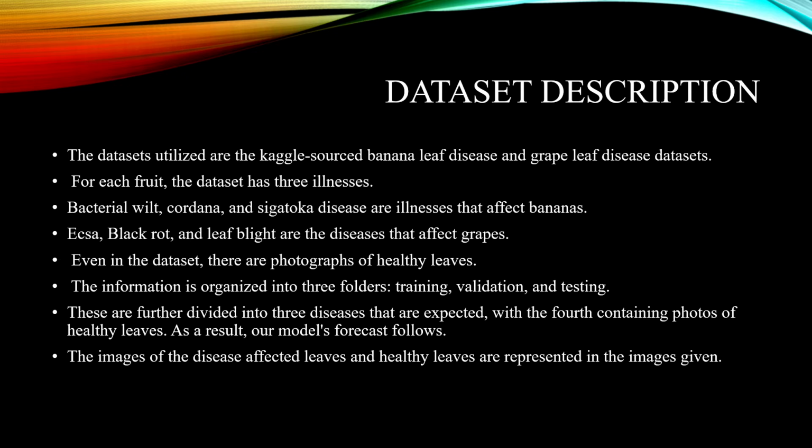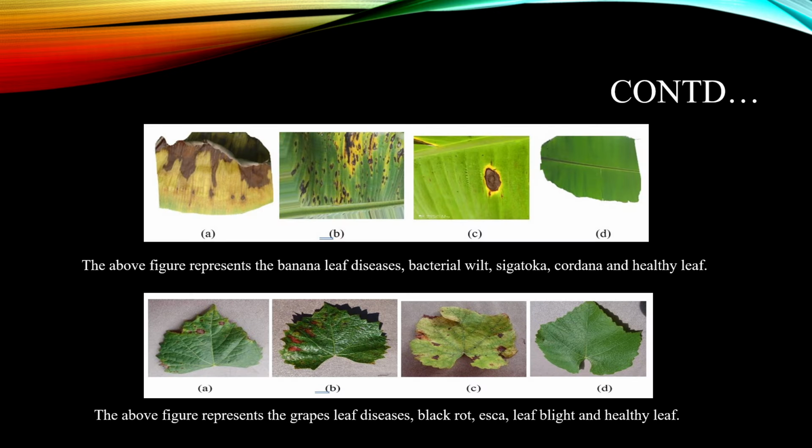The dataset we have used is from Kaggle, and it is a banana leaf disease and grape leaf disease dataset. For each fruit we have detected 3 illnesses. For bananas, the illness is bacterial wilt, which you can see in the first picture. Next is sigatoka, then cordana, and for grapes it is black rot, esca and leaf blight. We have also taken images of healthy leaves to classify a leaf as diseased or healthy, and the diseased class consists of 3 more diseases.